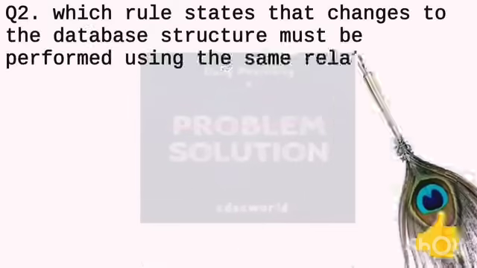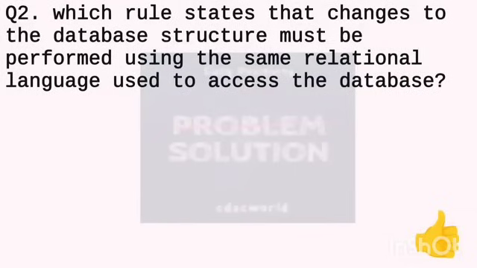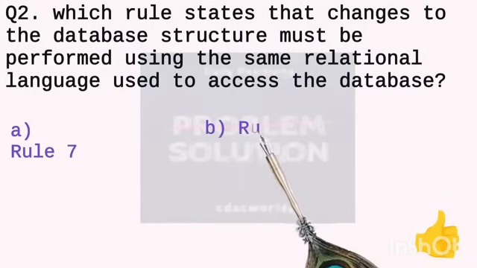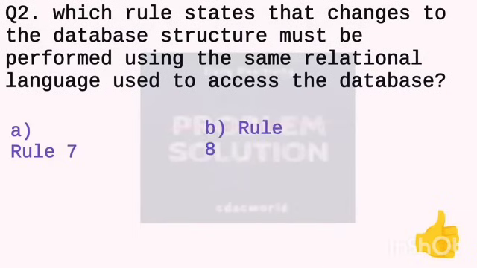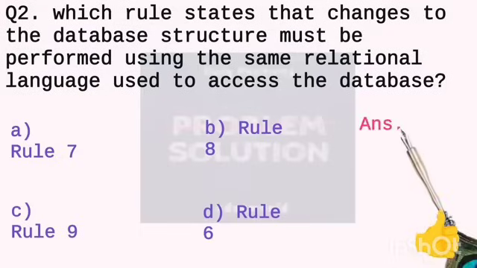Query number 2. Which rule states that changes to the database structure must be performed using the same relational language used to access the database? Option A, Rule 7. Option B, Rule 8. Option C, Rule 9. And option D, Rule 6. And the answer is D, Rule 6.